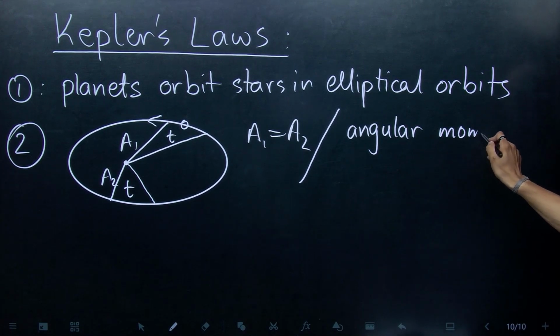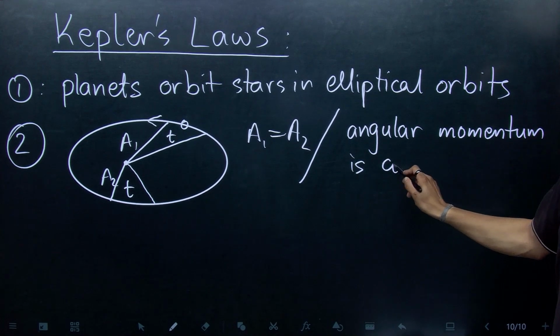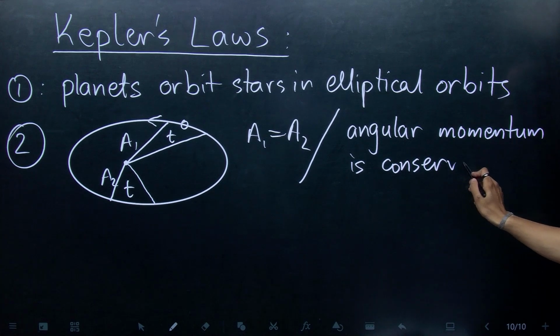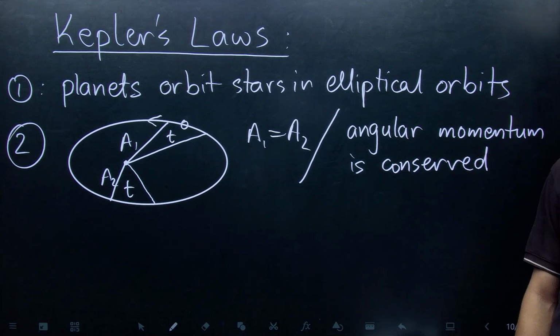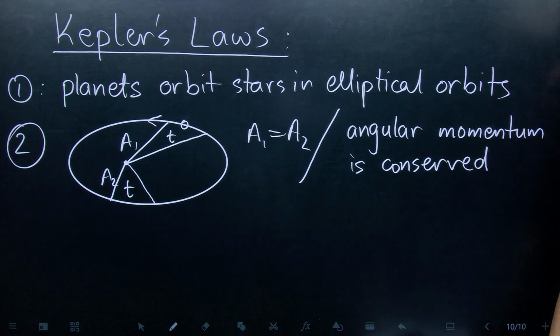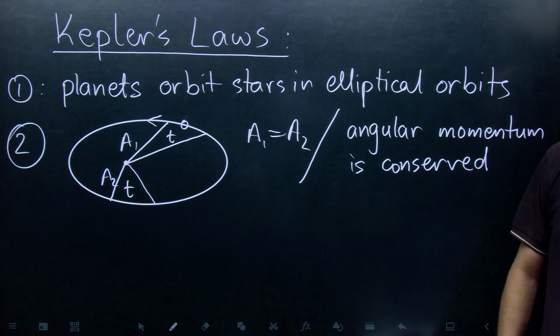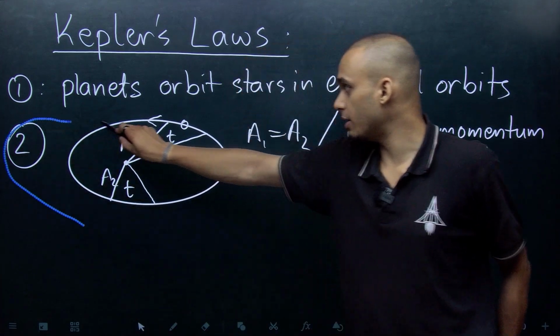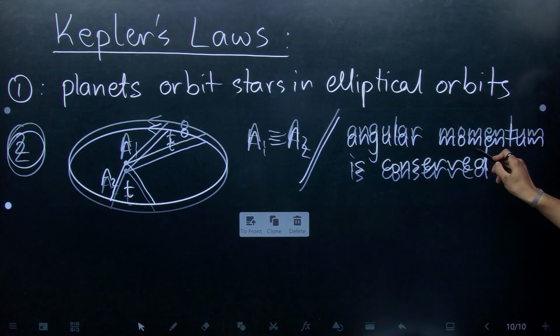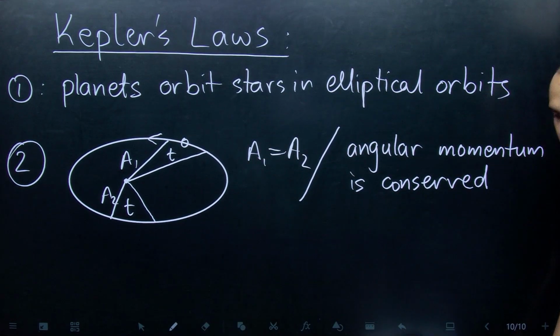Angular momentum is conserved. The derivation is not important, but if you want it, I can send you the notes separately. All you need to know is that equal area swept and conservation of angular momentum hold for planetary orbits. They are the same statement, that is, you can derive one from the other.